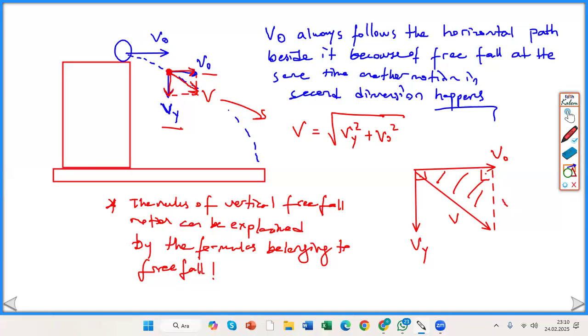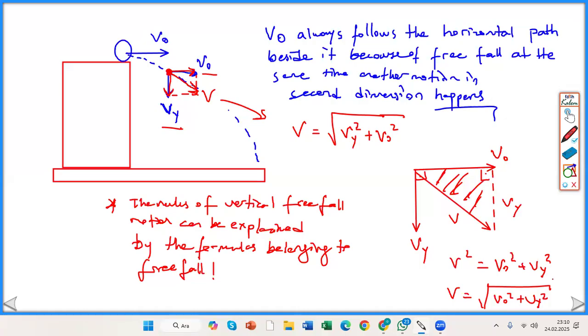And let's put vy here, and as you can see here, v squared is v0 squared plus vy squared. In other words, the resultant vector of those velocity vectors is like this. Can you understand? Yes, sir. Thank you. Okay, you're welcome.